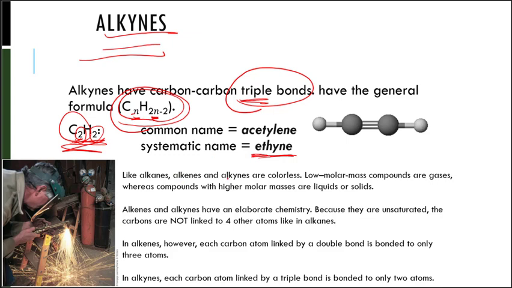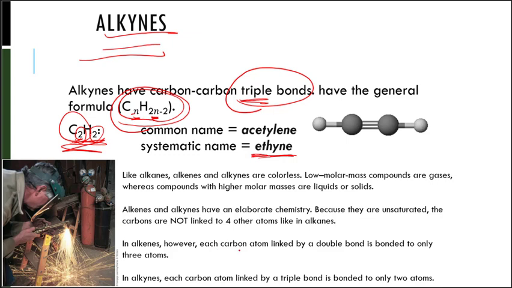Like alkanes, alkenes and alkynes are colorless. The low molar mass compounds are gases, whereas compounds with higher molar masses are liquids or solids. Alkenes and alkynes have an elaborate chemistry. Because they are unsaturated, the carbons are not linked to 4 other atoms like in alkanes.